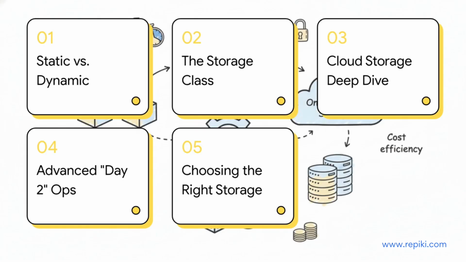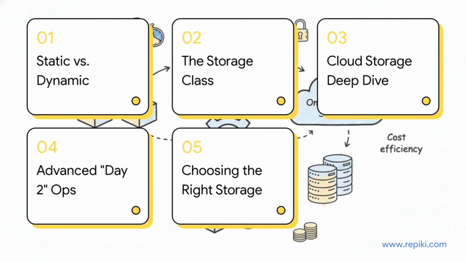Okay, so here's our game plan. First, we'll look at the old way versus the new way. Then we'll dive into the magic behind it all, storage classes. After that, we'll see how this stuff actually works on AWS, Azure, and GCP. Then we'll get into the fun stuff, managing storage after it's been created. And finally, we'll wrap it all up by figuring out how to pick the perfect storage for your apps.